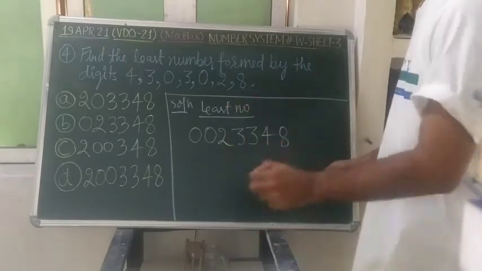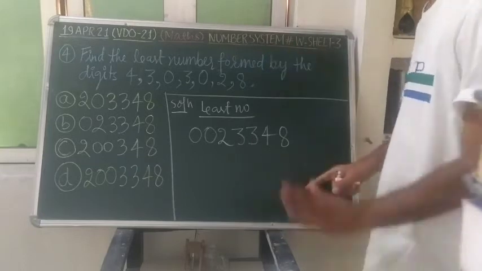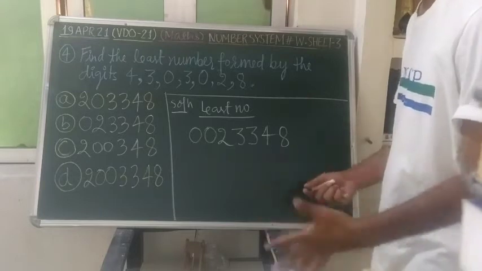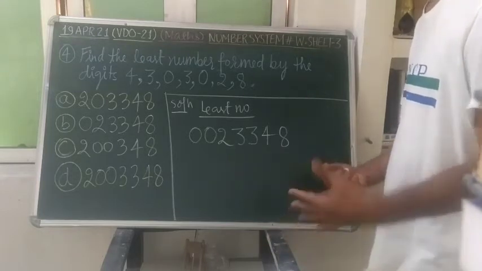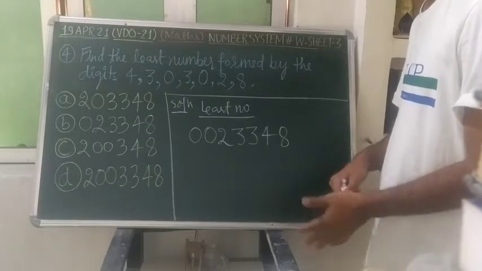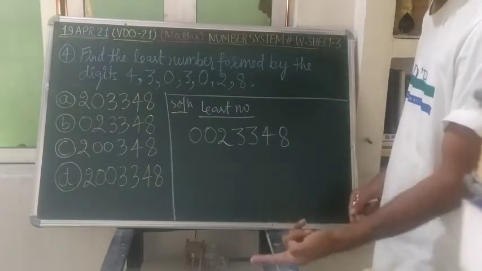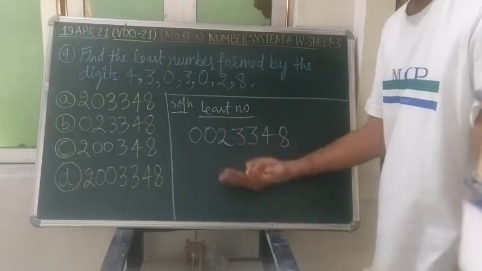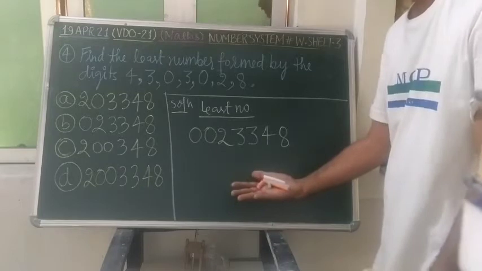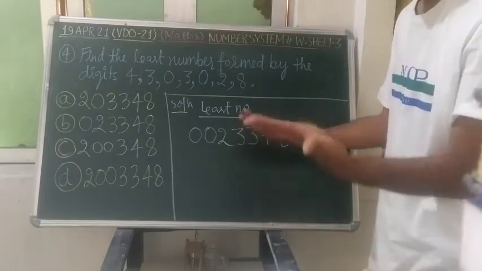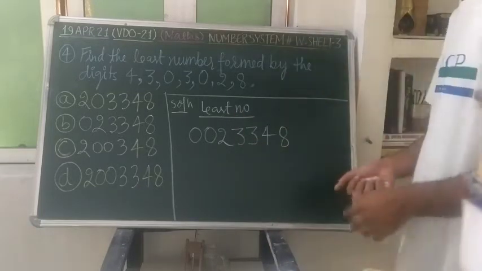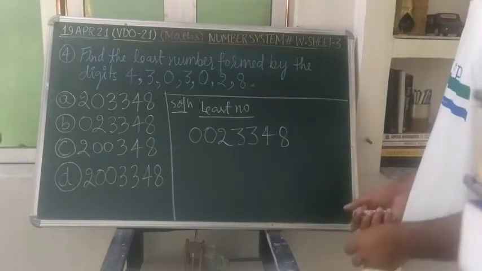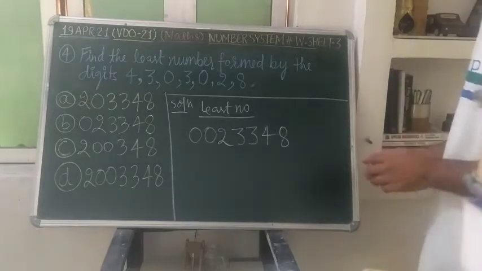Because in the very first line of the first video of the number system I told you: what is the number system? In the number system we have 10 digits to form a number, and those 10 digits are 0, 1, 2, 3, 4, 5, 6, 7, 8, 9. So from 0 to 9 there are 10 digits present in the number system, and only from those 10 digits we will form the number. So we will write the least number in this way.